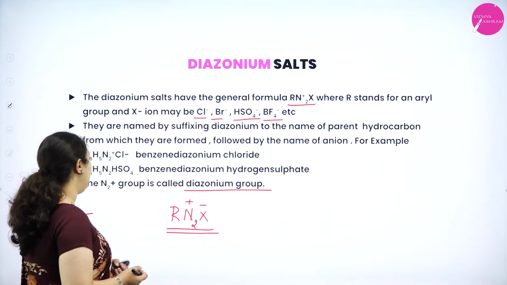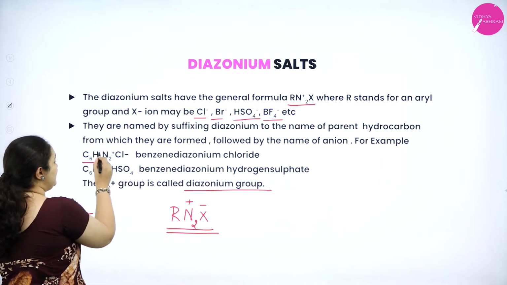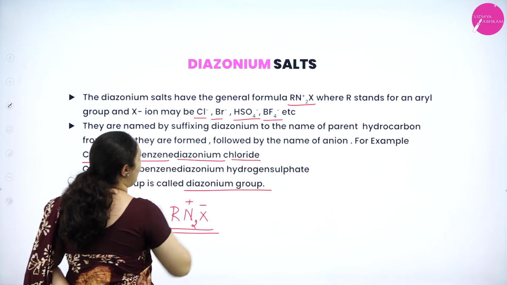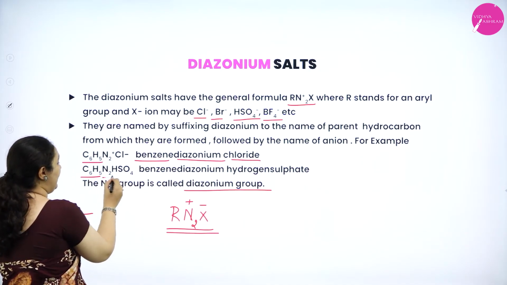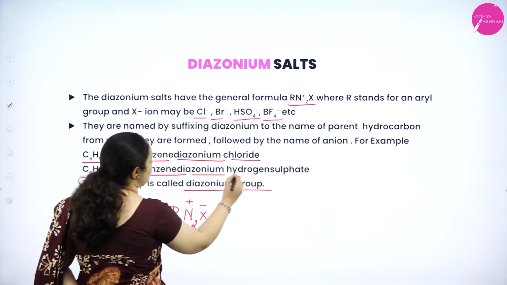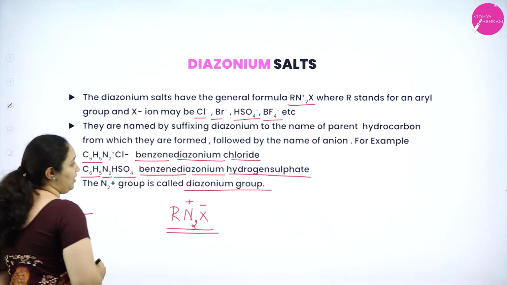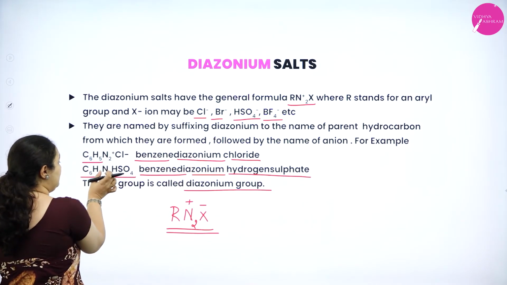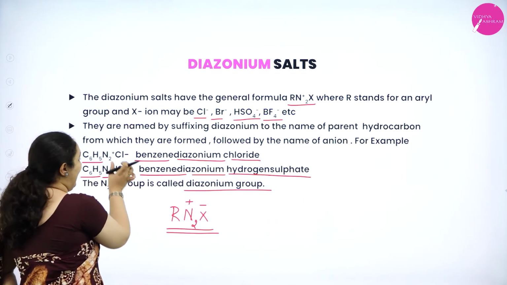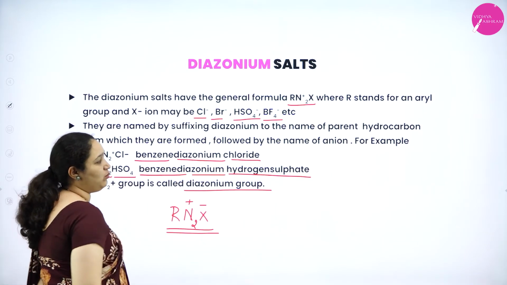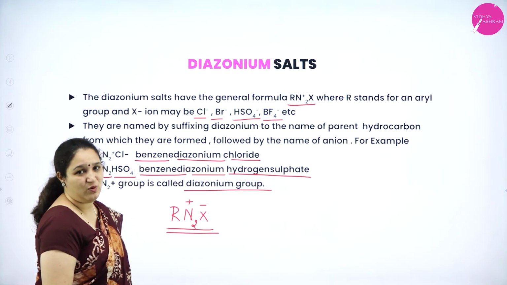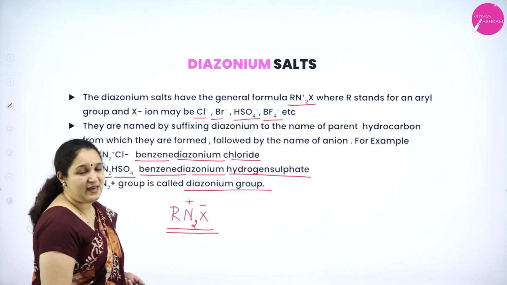Now, how do we name them? You have benzene to which N2 plus and Cl minus are attached, so we call it benzene diazonium chloride. Here C6H5N2 HSO4, we call it benzene diazonium hydrogen sulfate. So you write the N2 group as the diazonium group. The benzene ring you write, and the X group, whatever it is, its name you write along with the name of the hydrocarbon and the diazonium group. That's how you name the diazonium salts.